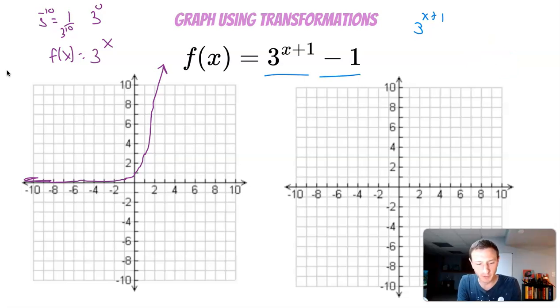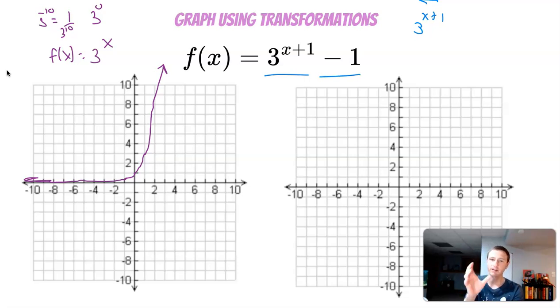So in our example, if I'm comparing 3 to the x plus 1 to 3 to the x, plus 1, those two examples I just wrote down, which one is inside of the function? The 3 to the x plus 1, like this one. That x plus 1 is inside the function. So now I've identified that the x plus 1 is inside the function. What does that mean? That means it is a horizontal shift to the left.